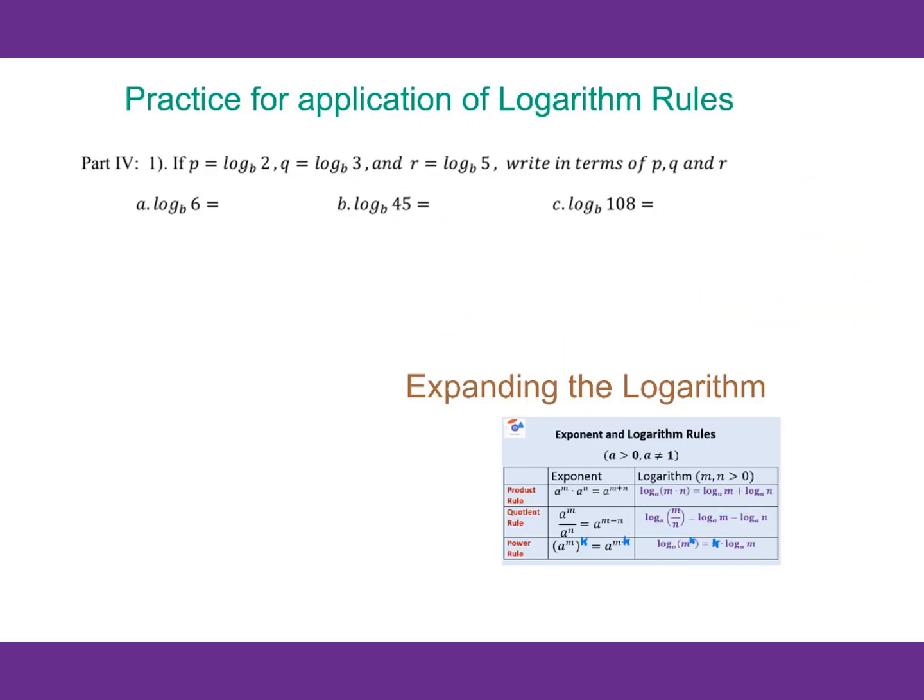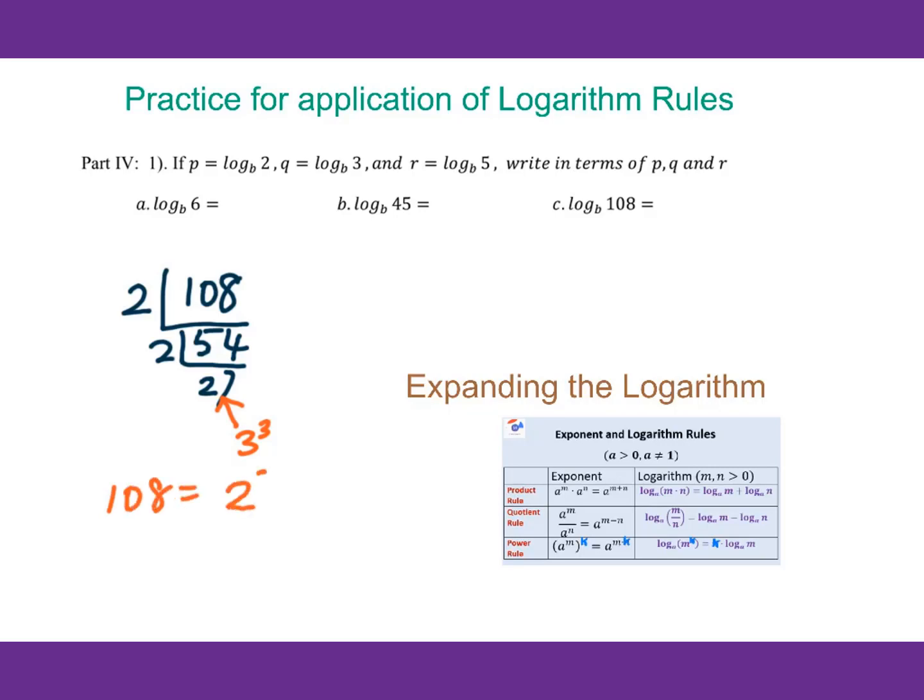Now let's go to 108. 108, we divide it by 2. You will get 54. We still divide by 2, you get 27. 27 is 3 to the third power. There we stop. In other words, 108, I can write down 2 squared times 3 to the third power.